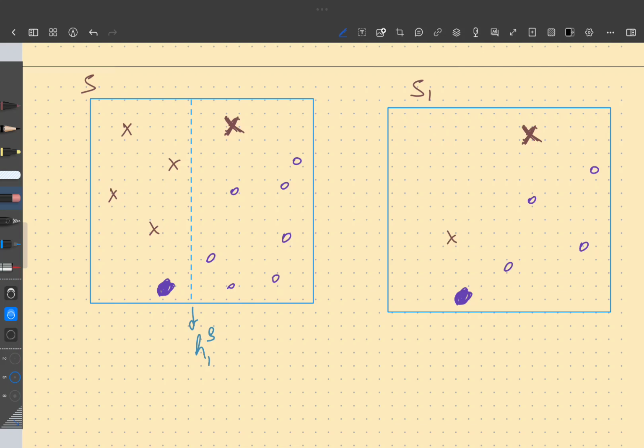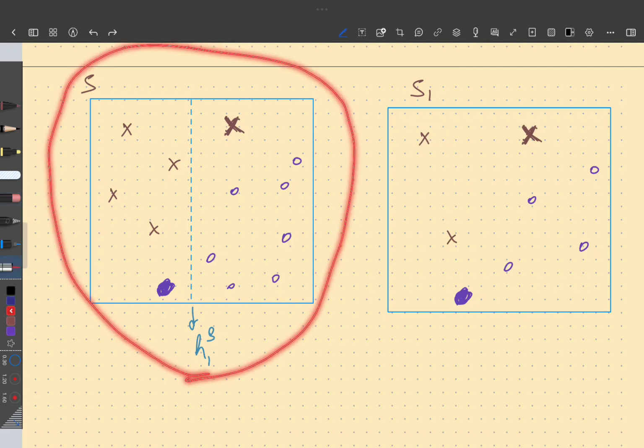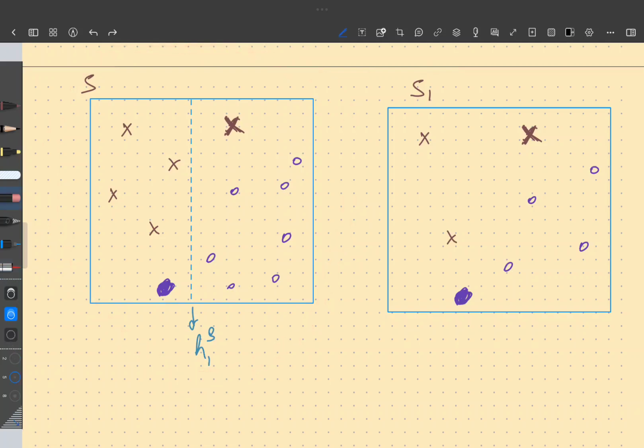Why are you running ERM on S? I'm sorry? Why are you running ERM on S? Why am I running ERM? What's the first step? So the first step was I ran ERM on S, I mean on S1, really. So I want this to be sort of the global view. Okay, my bad, this should be S2. I'm drawing S2.